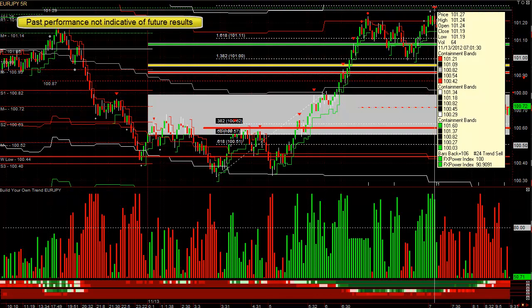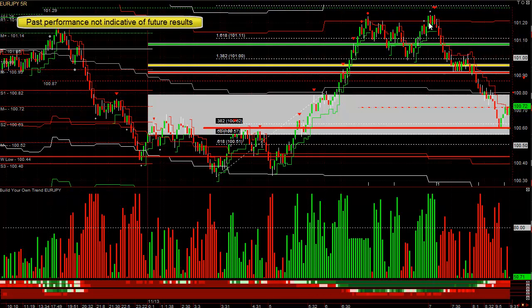And you can see our sell signal right here, number 24, trend sell. It's one of the newer higher probability patterns that I've found. It's very high probability. The higher the probability, the bigger the triangles. You can see these are really tiny because they're maybe 55, 60% likely to work. This one's 70, 80% likely to work, and that's why it's a bigger triangle.